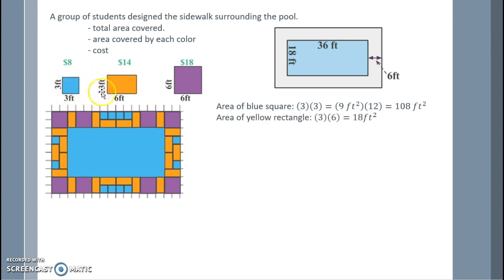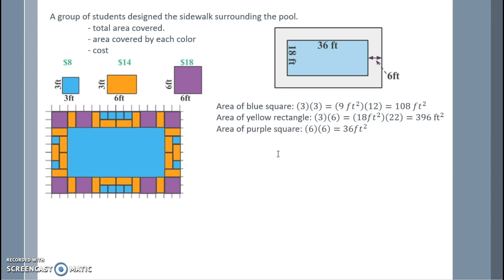The area of a yellow rectangle is 3 feet by 6 feet, so 18 feet squared. And we have 1, 2, 3, 4, 5, 6, 12, 13, 14, 15, 16, 17, 18, 19, 20, 21, and 22. So we'll take that 18 feet squared and multiply it by 22 to get 396 feet squared.